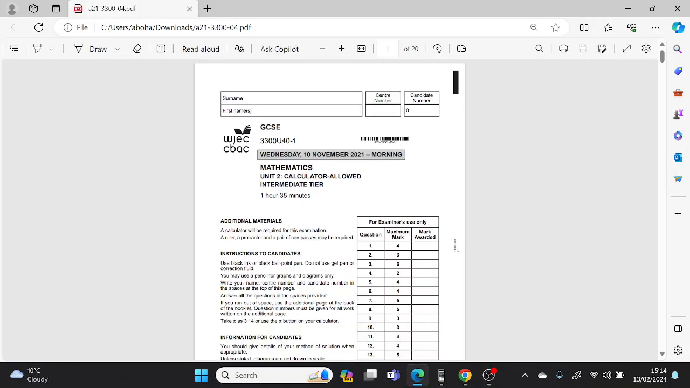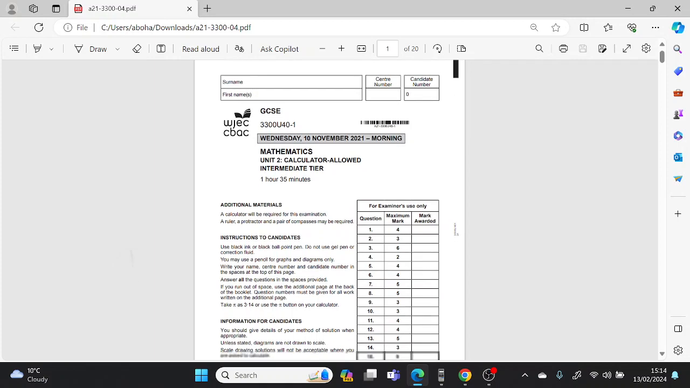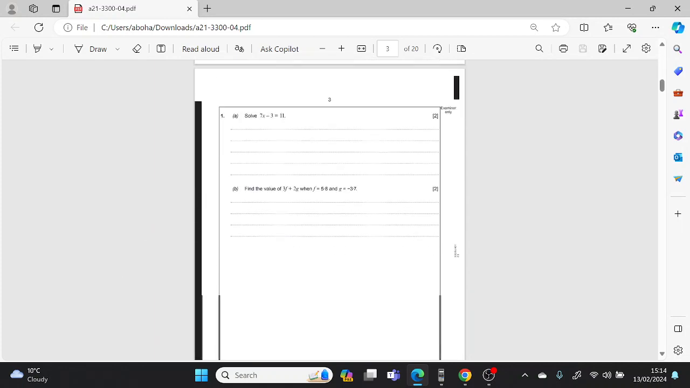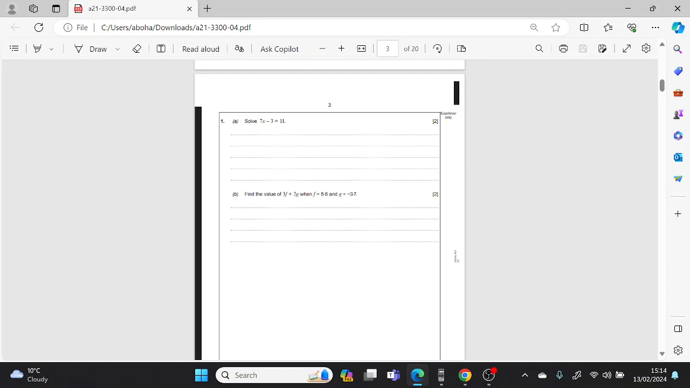Okay, so the 10th of November 2021 paper. So this is the Unit 2 calculator paper, 17 questions in total, and let's just see how this goes. So on the first one, pretty straightforward.